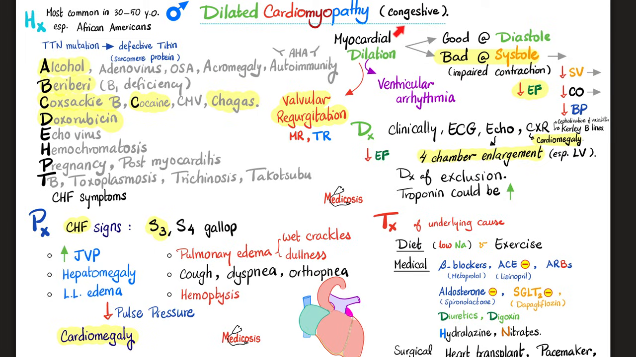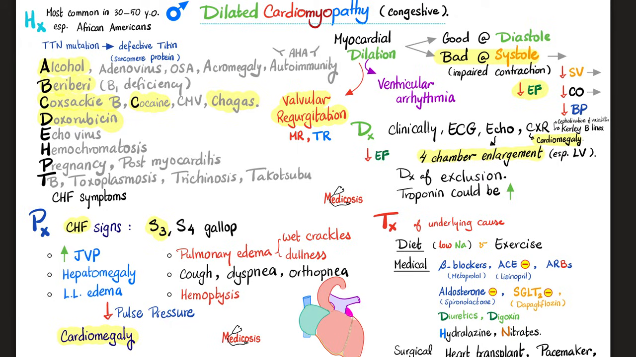It's also known as congestive cardiomyopathy. History: most common in males between age 30 and age 50. I did not say that only those males get it. Anyone can get it, but it's more common in this demographic. So, dilated cardiomyopathy is more common in males between 30 and 50, but Takotsubo cardiomyopathy or stress cardiomyopathy is more common in females above 50.